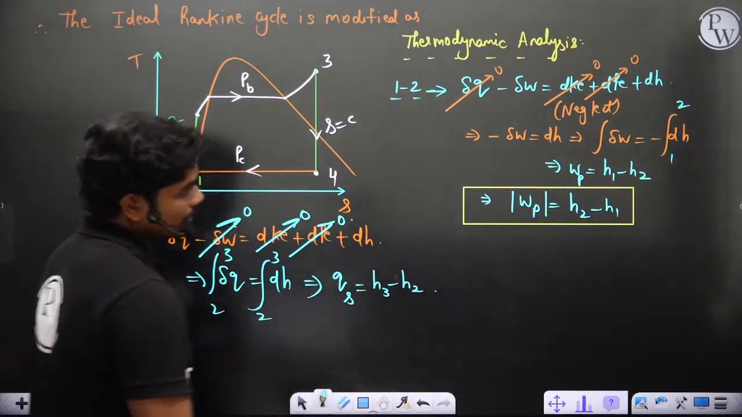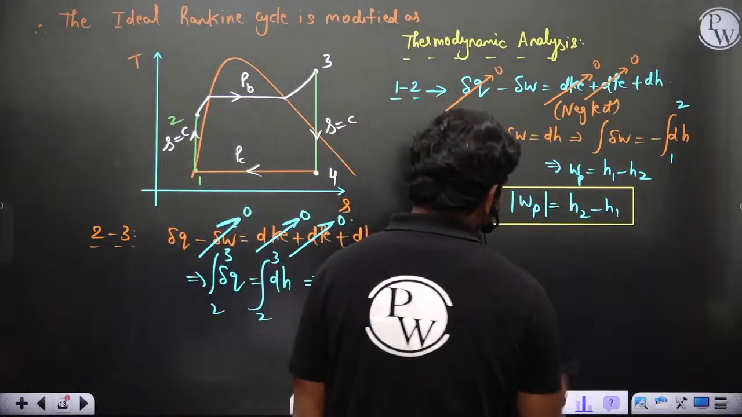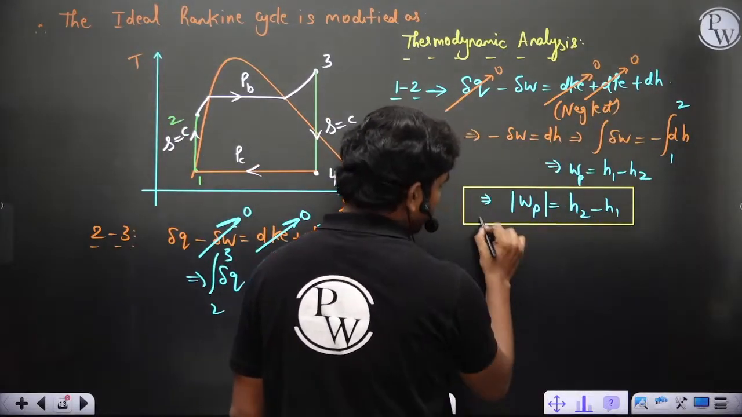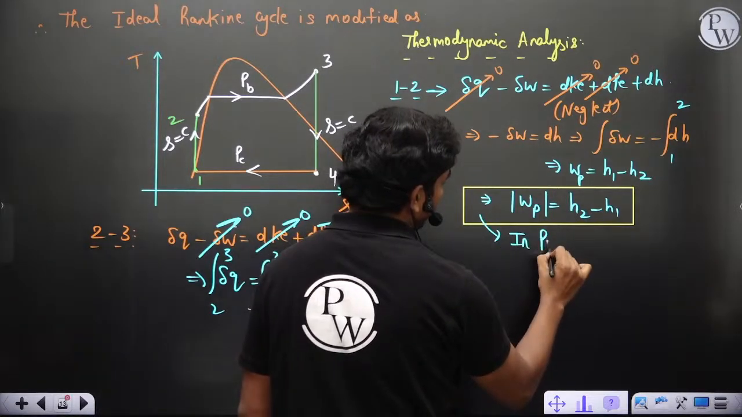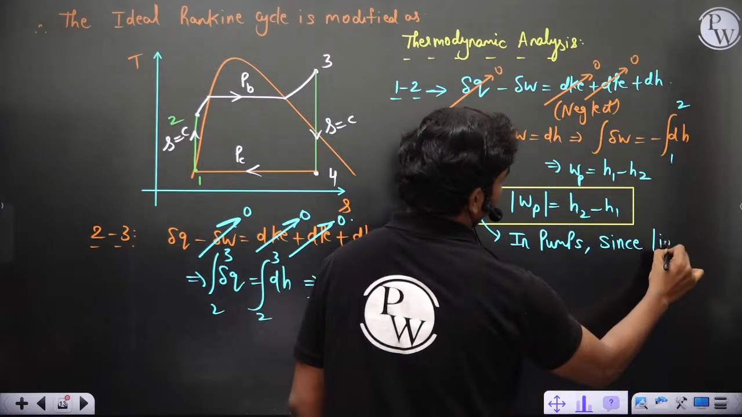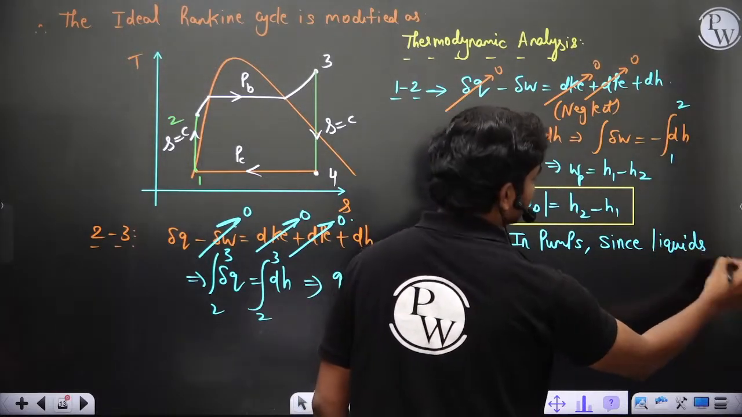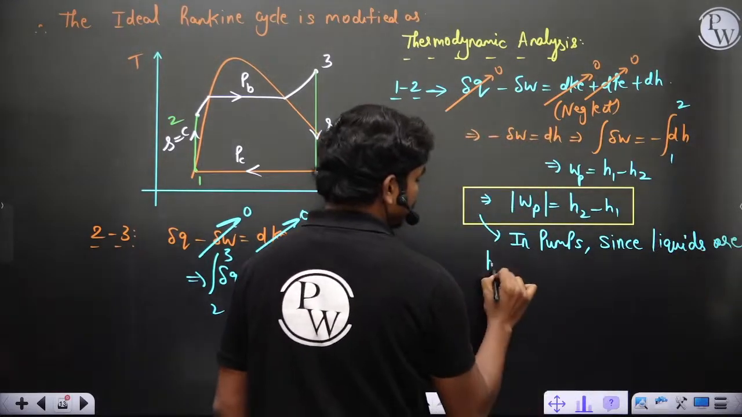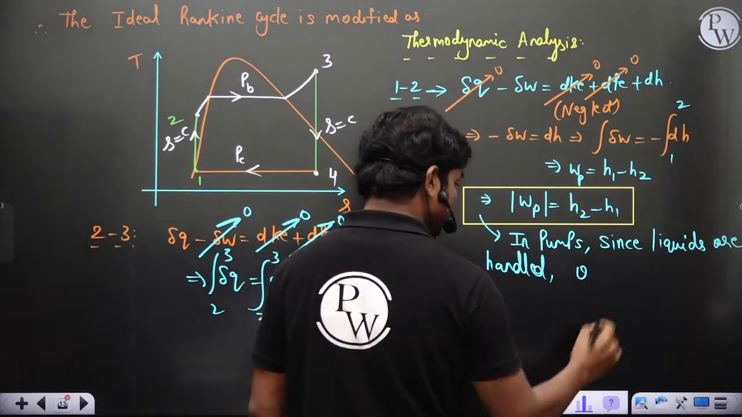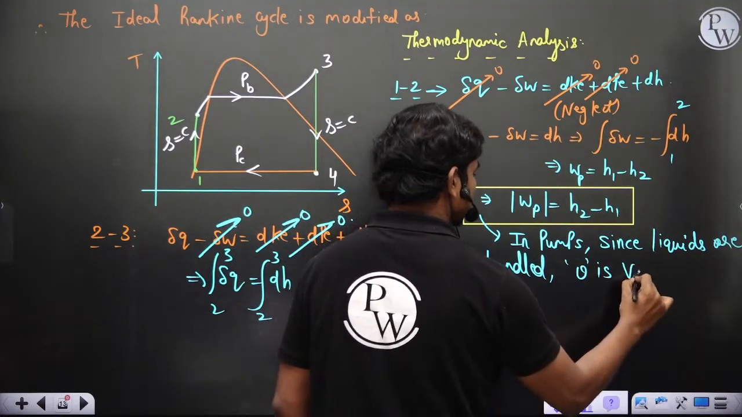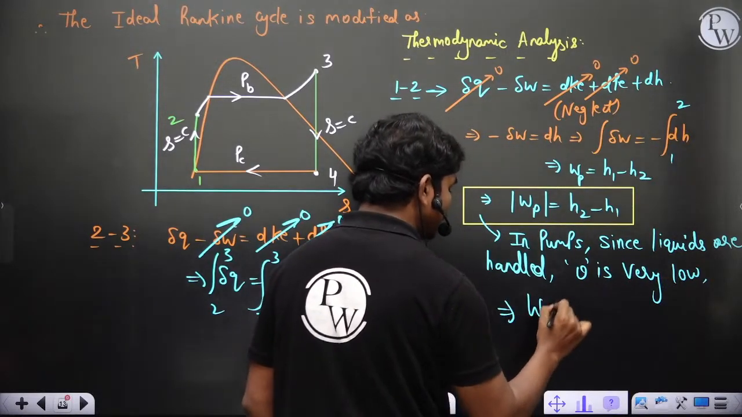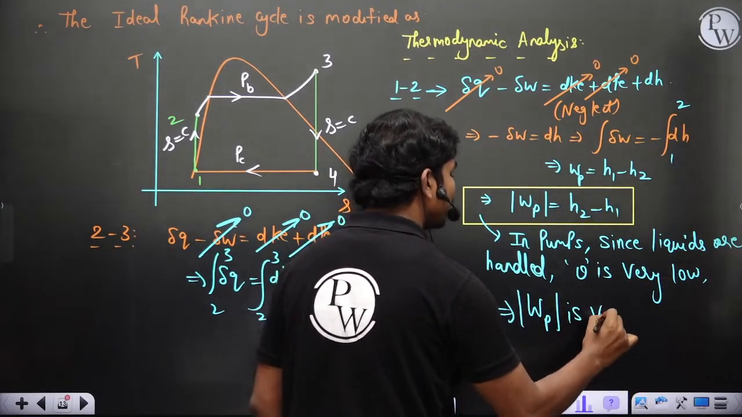Practically, many times this Wp is small, because from the TdS equation this dH can be written as VdP. In a pump, since liquids are handled, the specific volume is very low, so normally the magnitude of pump work is very low when compared to the complete plant.